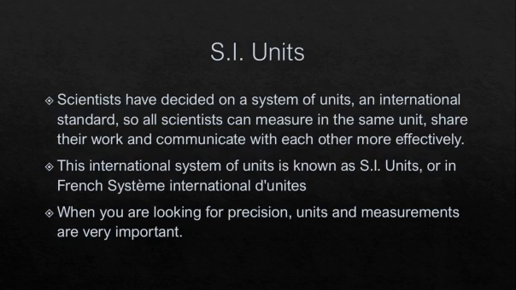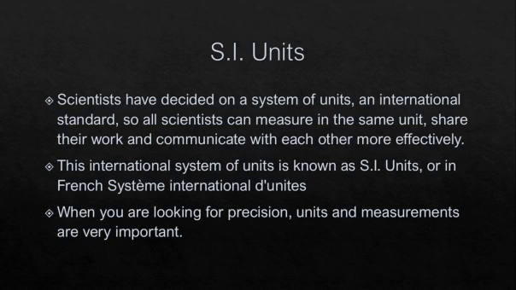So scientists have decided on a system of units, an international standard, so all scientists can measure in the same unit, share their work, and communicate with each other more effectively. This international system of units is known as SI units, or in French, Système International d'Unités. So that's Système International, that's the SI, so that's why it's a bit backward. We'd say international system, which would be IS, but this is SI, or the Système International.